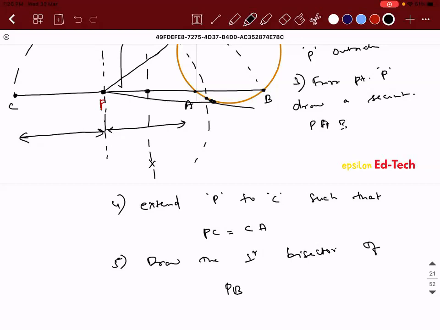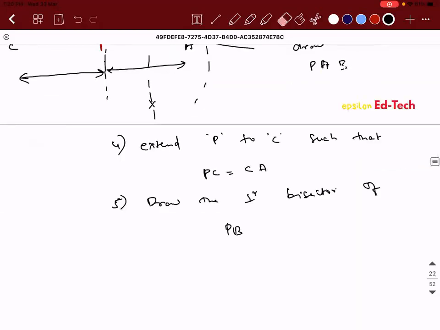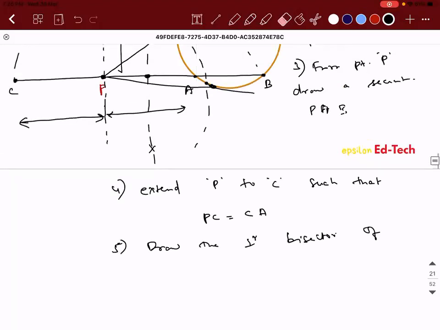So draw PC, that should be equal to... oh, sorry. Draw the perpendicular bisector of CB. What did I say? PC is equal to PA. Sorry, this one. Yes, sir. PC is equal to PA. Draw the perpendicular bisector for CB and it cuts the secant at, let's say, point Y.